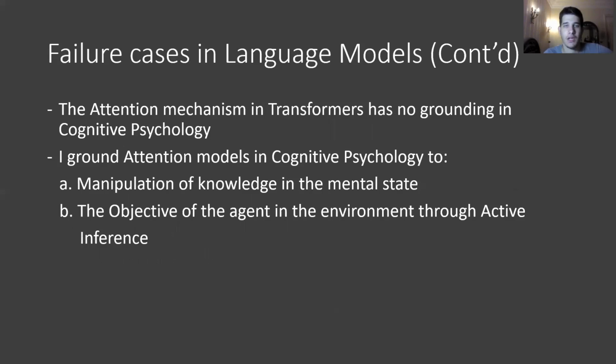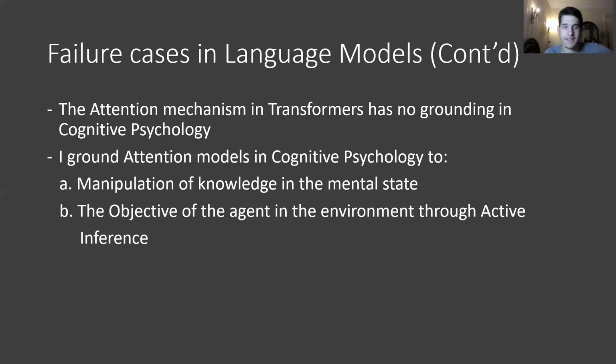Another thing is that the attention mechanism used in transformers has no grounding in cognitive psychology; it has absolutely nothing to do with cognitive psychology. I ground attention models in cognitive psychology to one of two things: either the manipulation of knowledge in mental states. So, trivially, let's take an example. We're talking about food, restaurants, eating. Your brain can separate this from everything else. When we're thinking about food, eating, restaurants, stuff like that, your brain is probably not thinking about swimming or jet skis or anything irrelevant to eating or food.